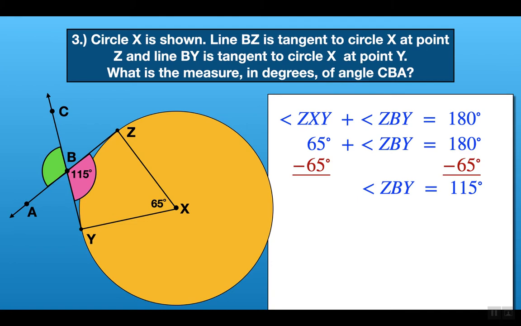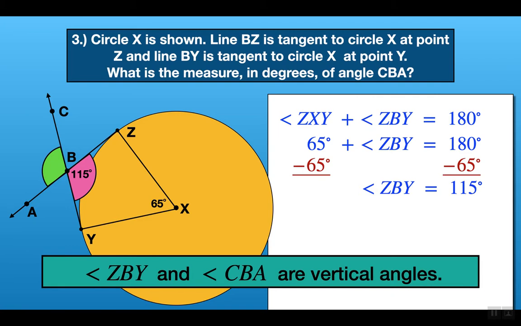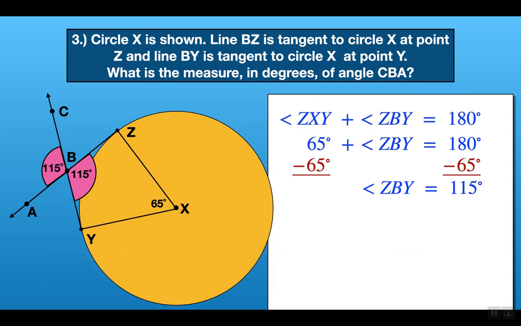Now the next thing you have to realize is that angle ZBY and angle CBA are vertical angles because they're opposite from each other. And vertical angles are always the same. So if angle ZBY is 115, that means that angle CBA also has to be 115 degrees, and that gives us the answer to our question.